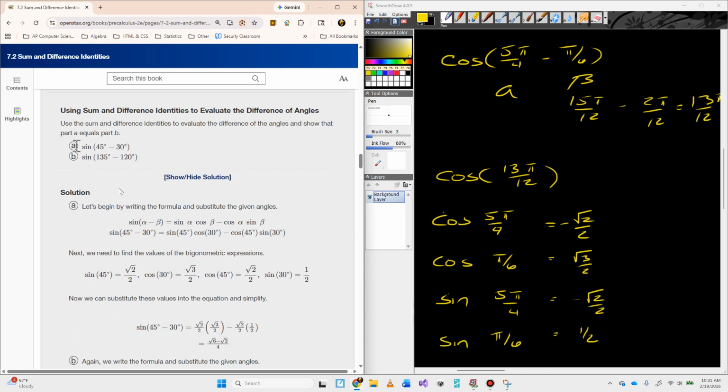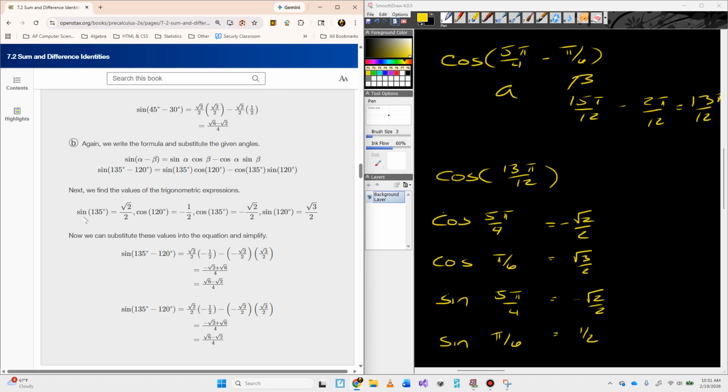And I can do the same thing if I'm adding these two angles. I will do the exact same thing. I will find the sine of alpha, cosine of beta, cosine of alpha, sine of beta. I will plug them into the formula, and then I will simplify.